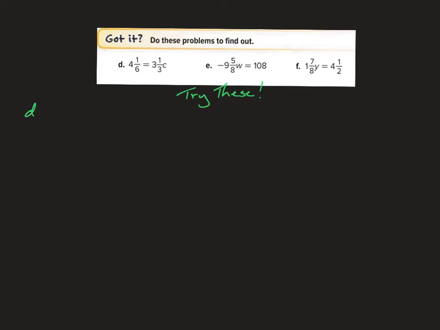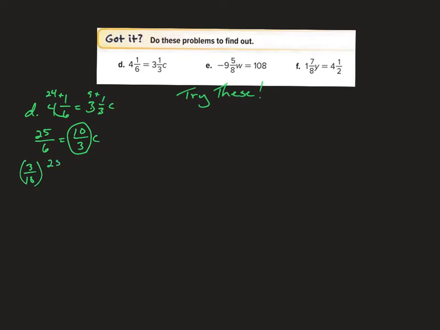So for problem D, we've got 4 1/6 equals 3 1/3 C. We have to convert both of these into improper fractions. So 4 times 6 is 24, plus 1 is 25 over 6. And 3 1/3 becomes 3 times 3 is 9, plus 1 is 10 over 3. Now we're going to multiply both sides of the equal sign by the multiplicative inverse of 10 over 3, which is 3 over 10. So I'm going to write that next to my value on the left-hand side.